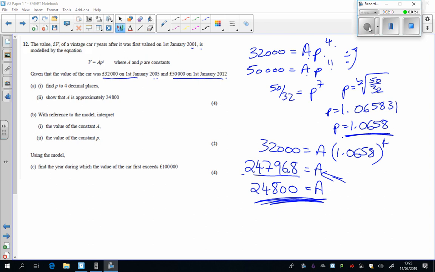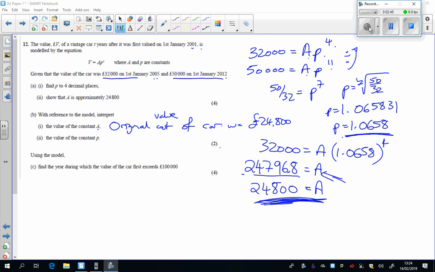Now these 2 marks are for some words. Be a little bit careful here. The value of a was the original cost of the car. Original cost, original value, something like that to say where it started. The original value of the car in 2001, and that original value was £24,800. Some sort of words like this.